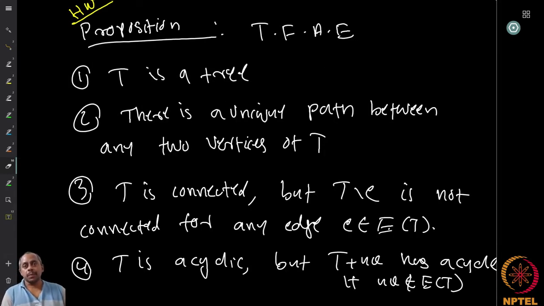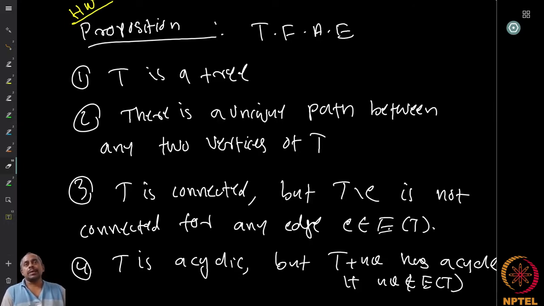Okay. Now here is a homework question. Show that the following are equivalent. This is a very important result in the study of acyclic graphs. So these are the statements. First statement is that T is a tree. Okay, so given a graph T, the graph T is a tree. That is equivalent to the statement that there is a unique path between any two vertices of the graph T.